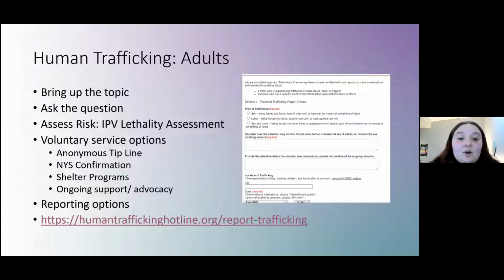It is also important to assess the client's risk through an IPV lethality assessment. This assessment asks questions such as, does the perpetrator threaten to kill you? Do they own a gun? Do they spy on you? Or, do they leave you threatening notes or messages?